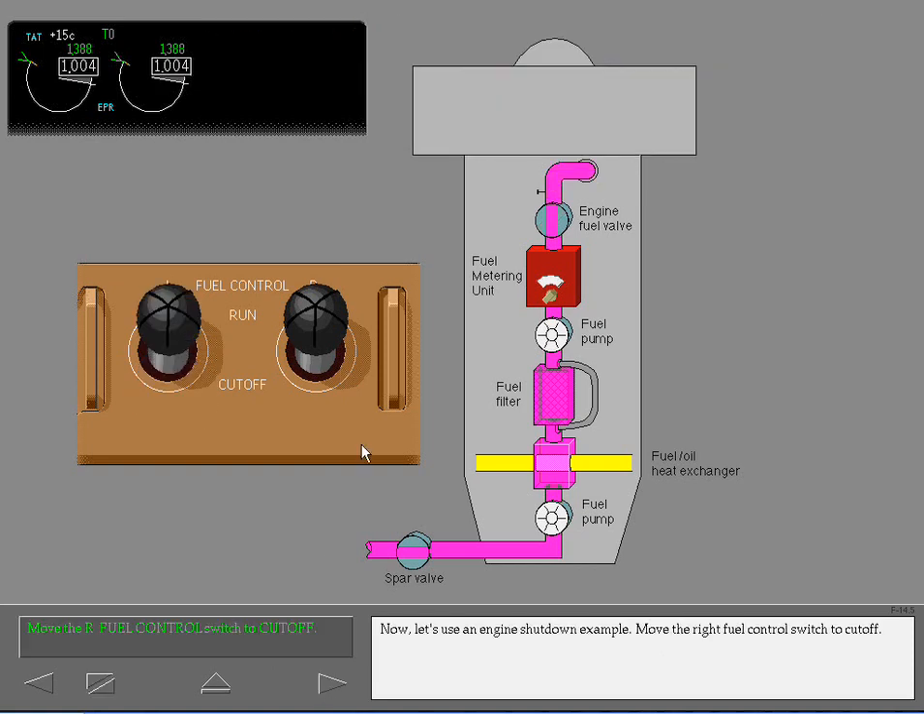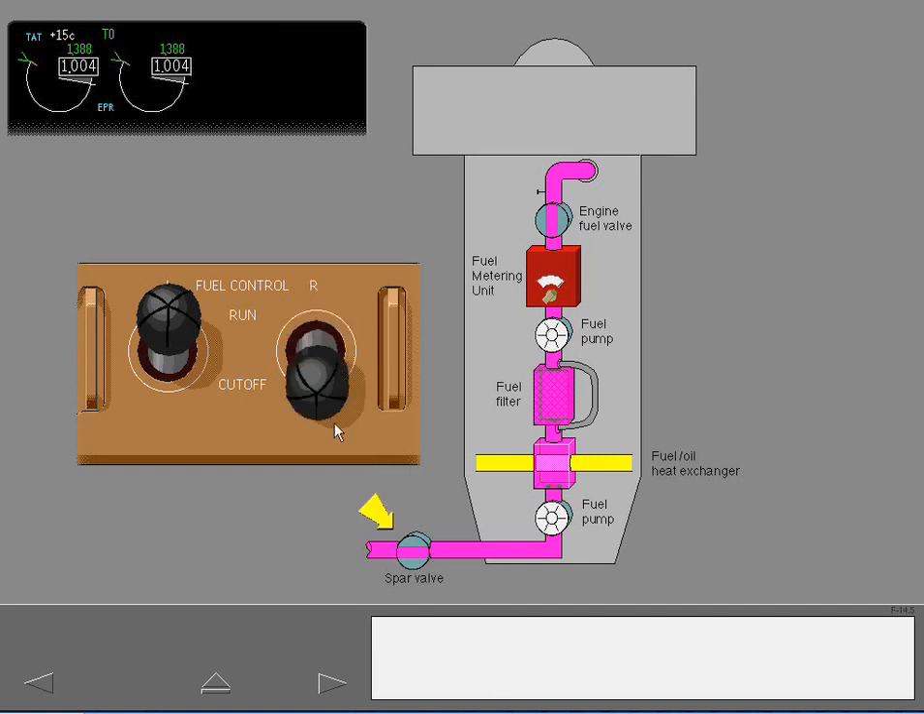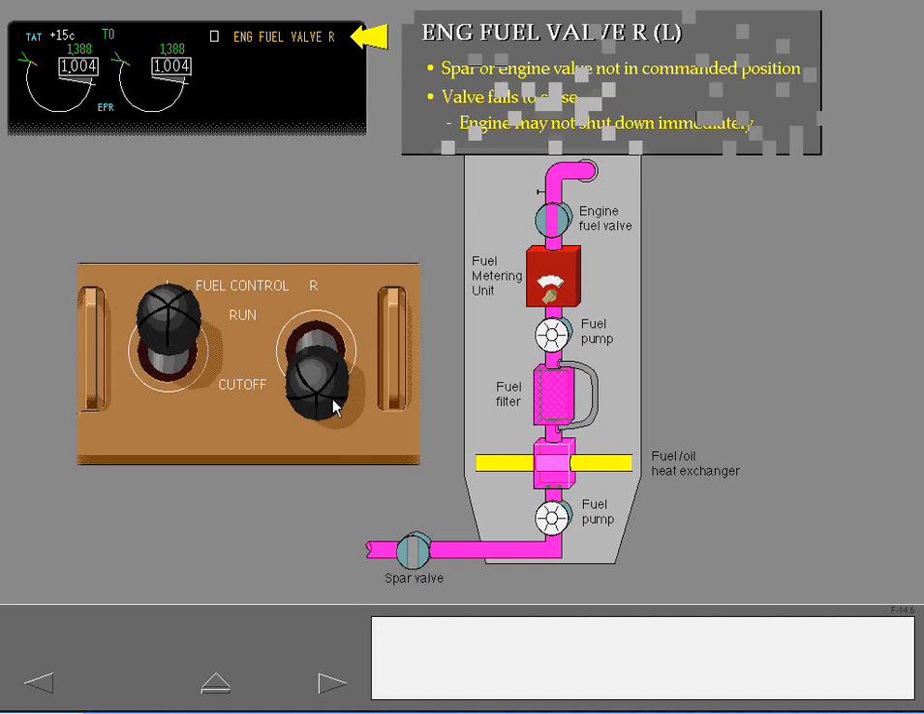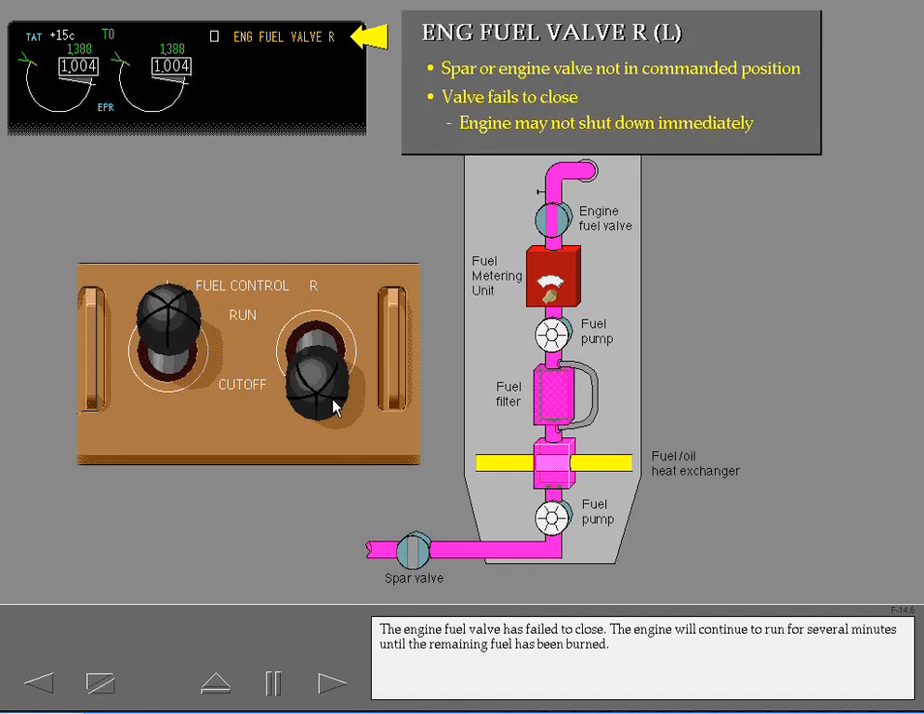Now let's use an engine shutdown example. Move the right fuel control switch to cutoff. The engine fuel valve has failed to close. The engine will continue to run for 7 minutes until the remaining fuel has been burned.